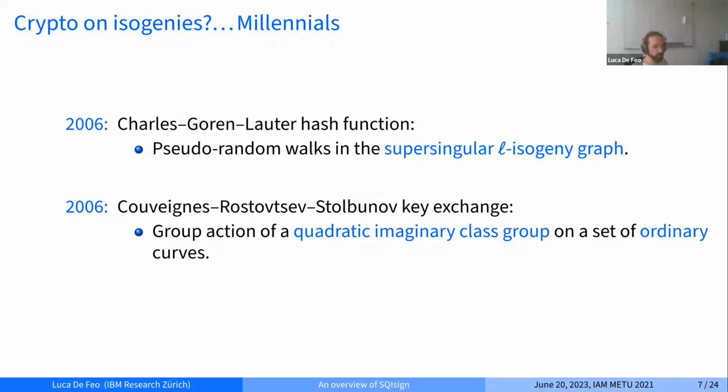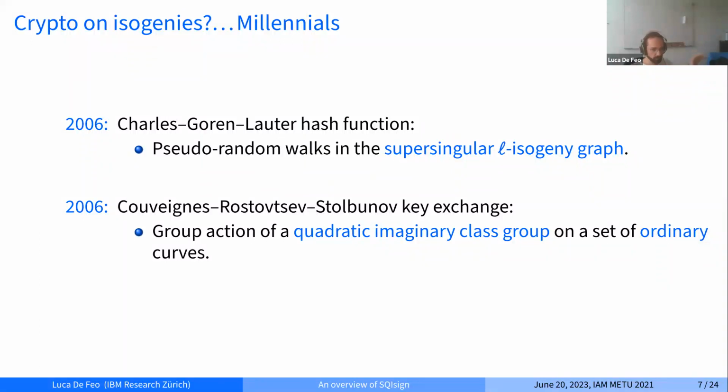So the very first two examples, which were nearly simultaneous, were the hash function of Charles-Goren and Lauder, which is a very basic building block used essentially everywhere in supersingular isogeny-based cryptography. It's behind the scenes in all these schemes, and it is behind the scenes in SQIsign. And the other one was the Couveignes and Rostovtsev-Stolbunov idea.